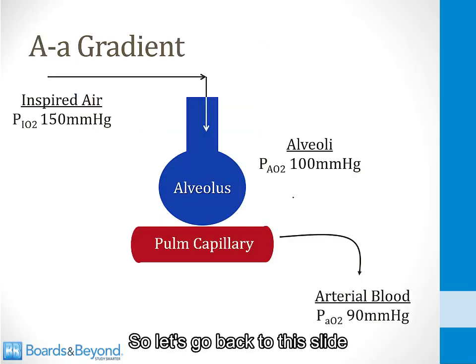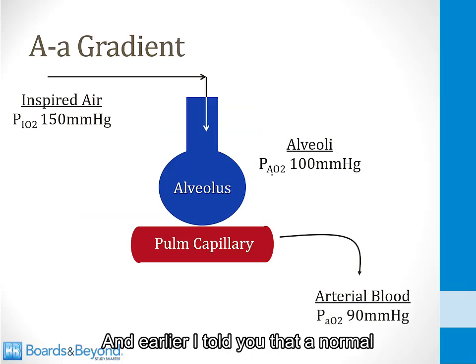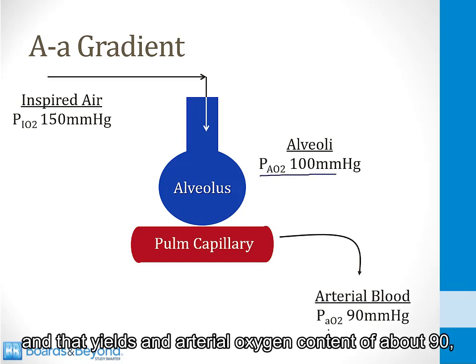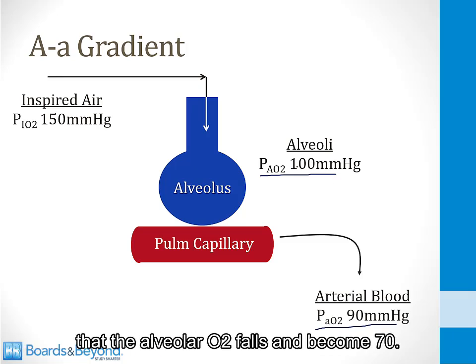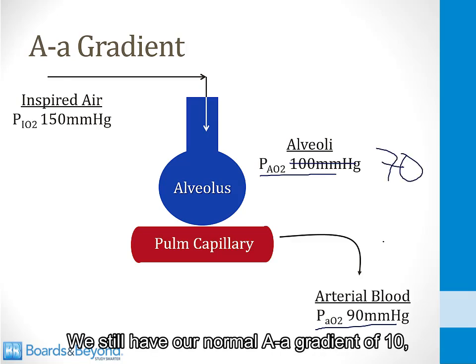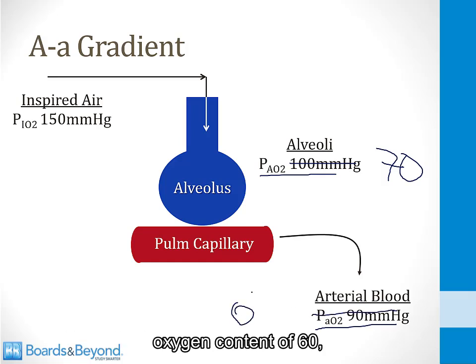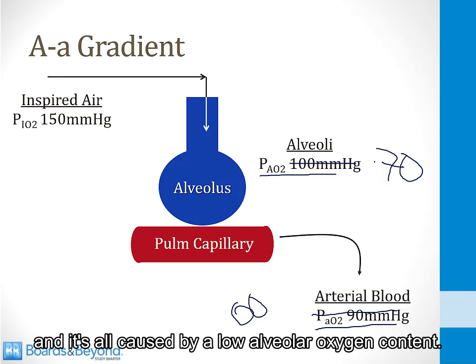So let's go back to this slide we went through earlier with an alveolus and a pulmonary capillary. And earlier I told you that a normal alveolar oxygen content is about 100. And that yields an arterial oxygen content of about 90, and the difference between 100 and 90, which is 10, is the AA gradient. Well, now I want you to imagine that the alveolar O2 falls and becomes 70. We still have our normal AA gradient of 10, but that's now going to give us an arterial oxygen content of 60, and therefore we have hypoxemia, but the AA gradient remains the same, and it's all caused by a low alveolar oxygen content.